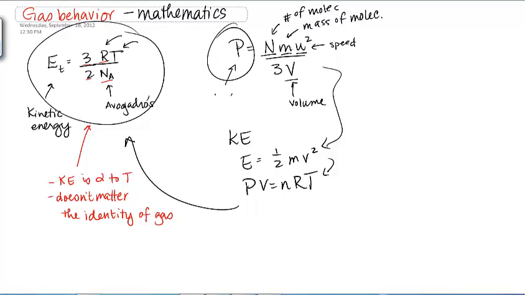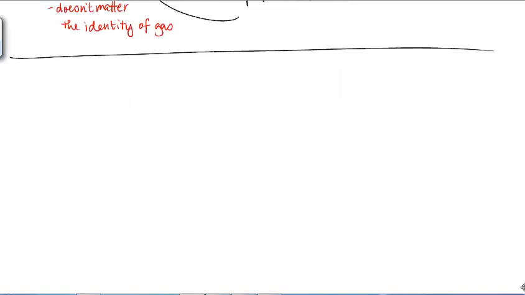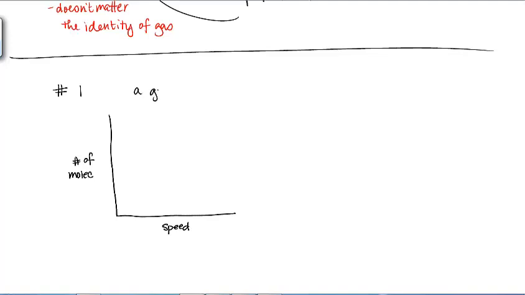So I want to take a look at two graphs before we get into some more mathematics, and the mathematics will be related to these graphs. I want you to consider graph 1, which is going to be a graph of the number of molecules versus their speed. And this is just for a given sample of, we'll just make this hydrogen gas.